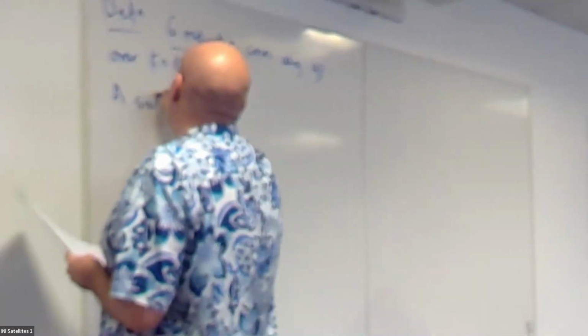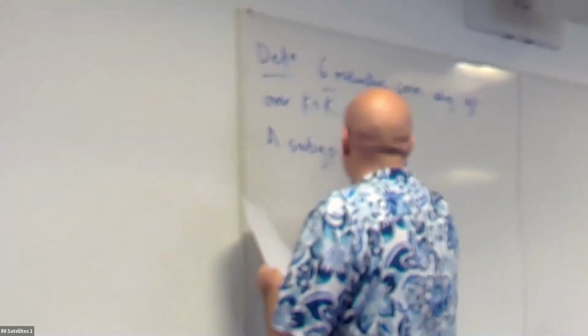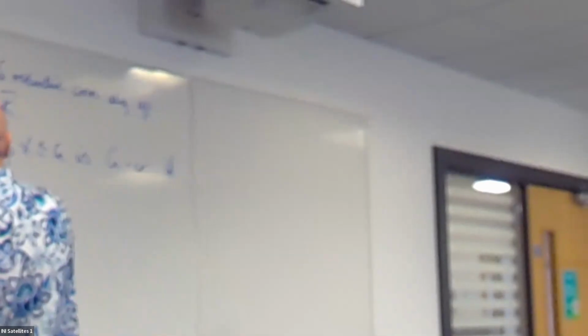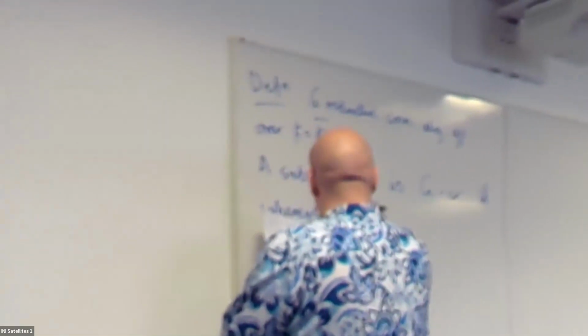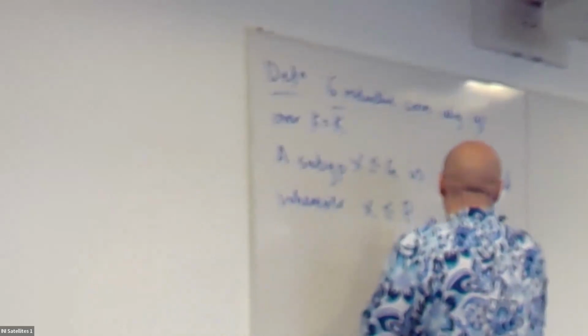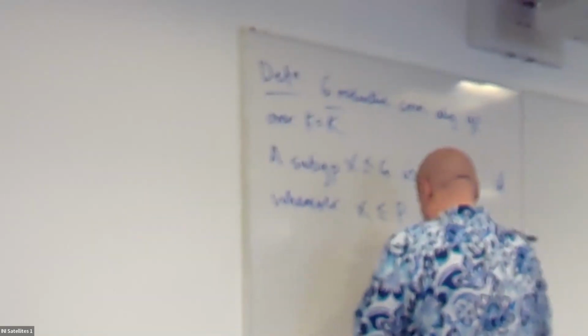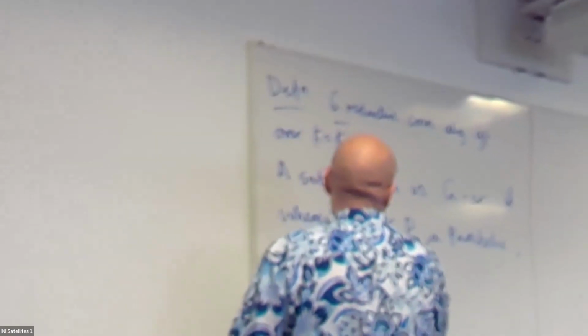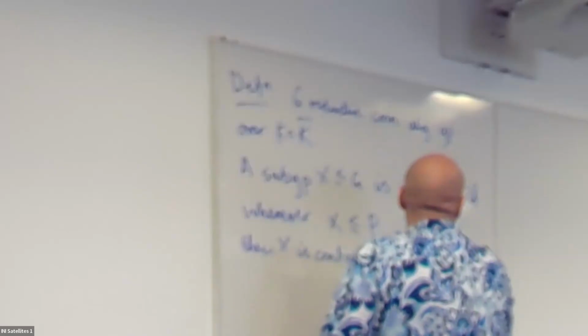So a subgroup X in G is GCR, G-completely reducible, if whenever X is contained in P, a parabolic, then X is contained in a Levi subgroup of P.